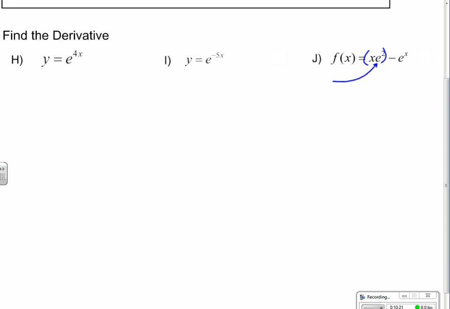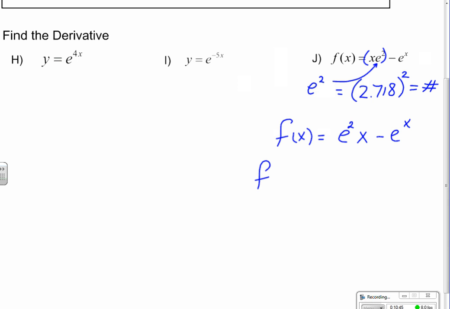this e squared for a moment. e squared is like saying I'm taking 2.718, because that's approximately e, and squaring it. That's just going to be some number. So really, for this x, I have a coefficient. This is really e squared times x minus e to the x.